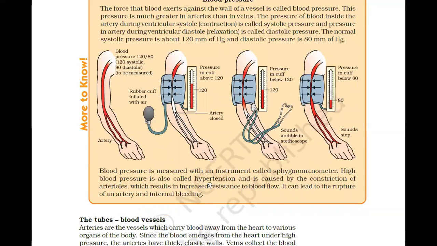High blood pressure is also called hypertension and is caused by the constriction of arterioles, which results in increased resistance to blood flow. It can lead to the rupture of an artery and internal bleeding.